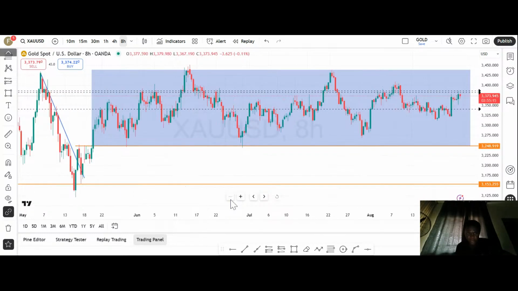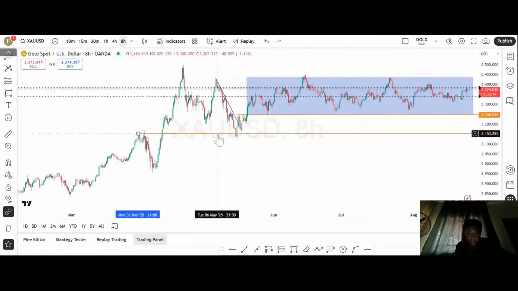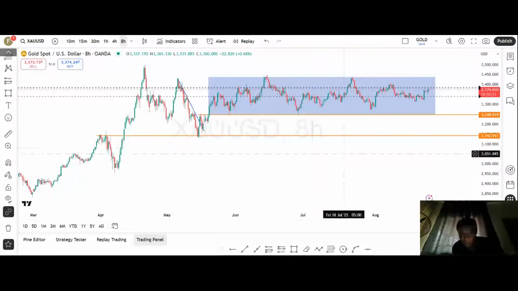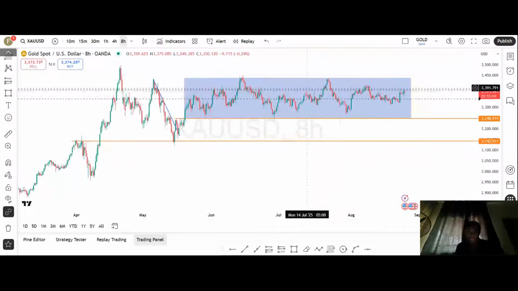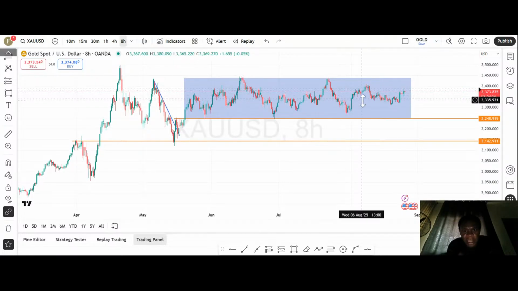So on the 8 hours time frame now, what's going on here? The market has been ranging on this key level. Look, there's a key level here. So the market has been ranging, which is not very fine. Whenever the market is ranging, you know what it is likely to do. Once the market has been buying and it's ranging, it's likely to come down and take a leave.